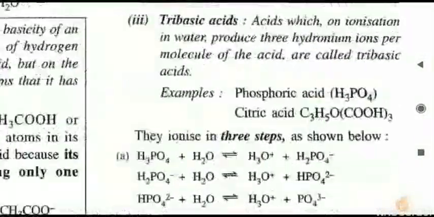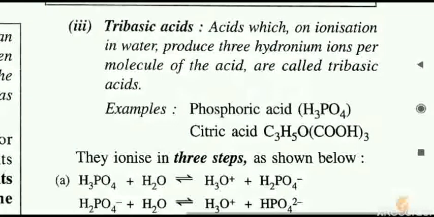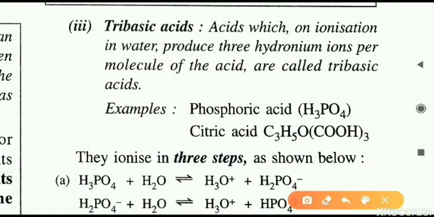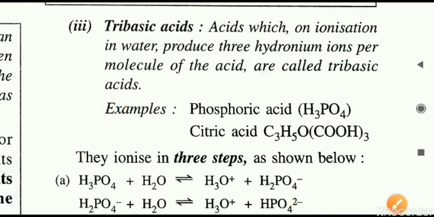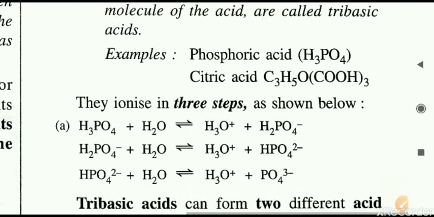First we will see here the third category, that is tribasic acids. From the name itself it is clear, one acid molecule will produce three hydronium ions. Example, you can see H3PO4. H3PO4 is a tribasic acid because it is producing 3 hydronium ions per molecule of the acid.